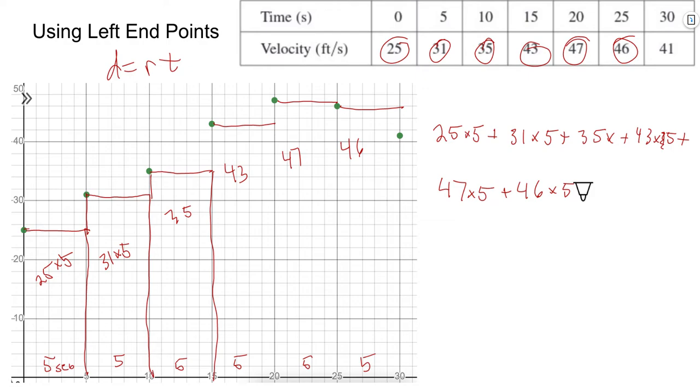That totals, so I'm gonna, and the book uses this summation of the f of x's, or f of t's, the velocities. So then I multiply that by the base of 5. And I come up with 1,135.